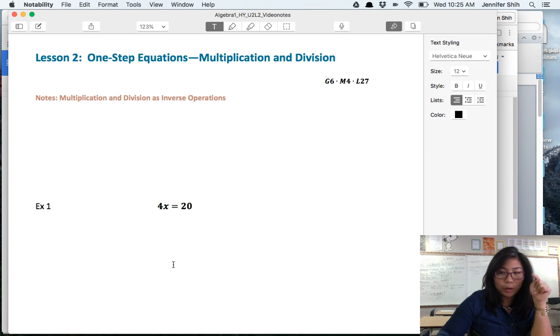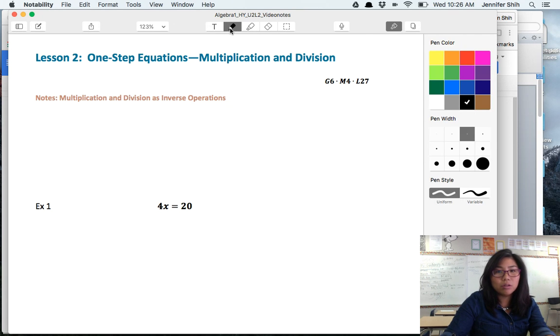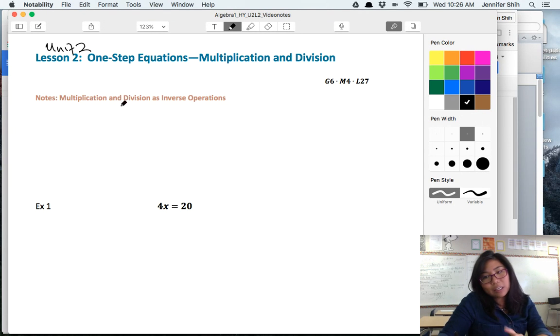So in your notebook right now, what you are going to write down is the title. You need to draw in your Cornell notes and then draw in on the side. And you're going to write Unit 2, Lesson 2, one-step equations, multiplication and division. If you still need time to write, pause the video right now, finish writing your title, and then unpause. But I'm going to keep going because if you ever need to pause and rewind, you can do that in a video.